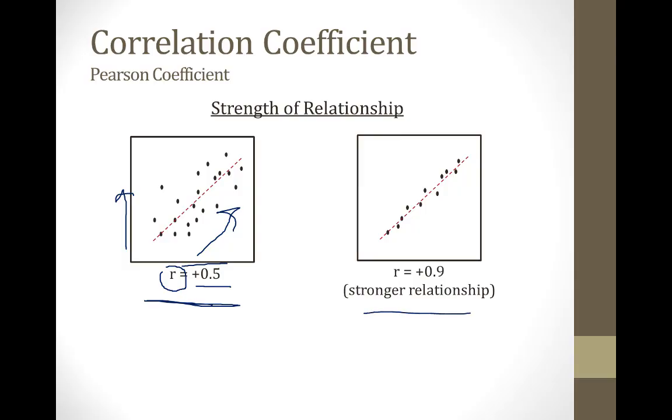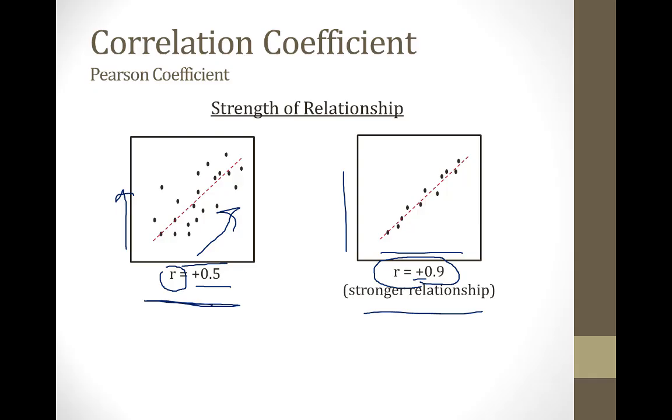Now let's look over on the right side. Here we've got another positive R value, so there's a positive relationship. But this time the R value is plus 0.9. It's very close to 1. And you can see in the data set that this line almost touches all the data points. These data are neatly lined up close to this line, and that's because there's a very strong relationship between the variable in the x-axis and the variable in the y-axis. So just remember that the closer the correlation coefficient is to 1, either positive 1 or negative 1, the stronger the relationship.